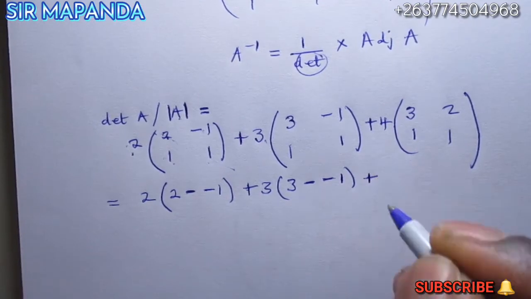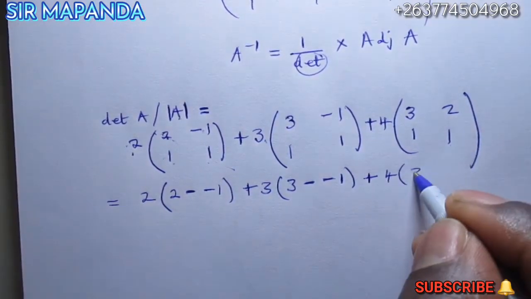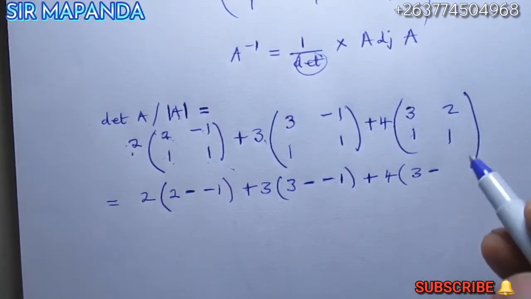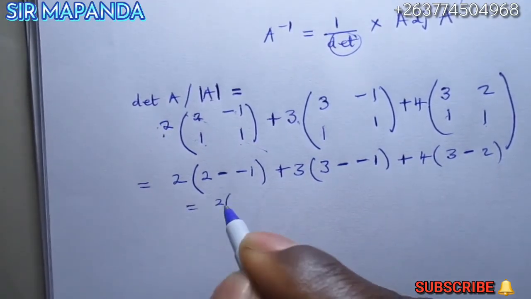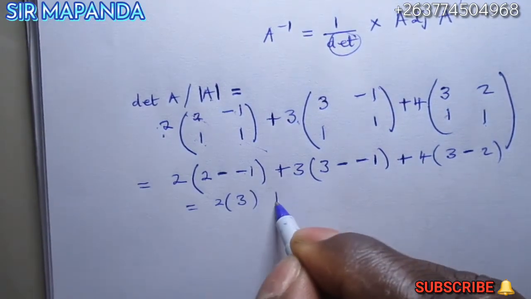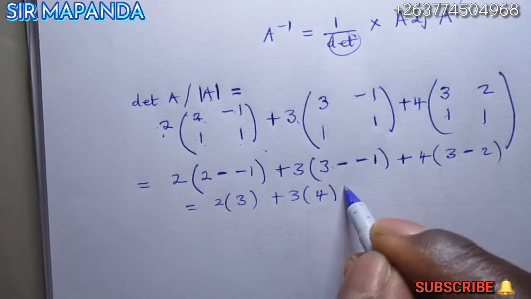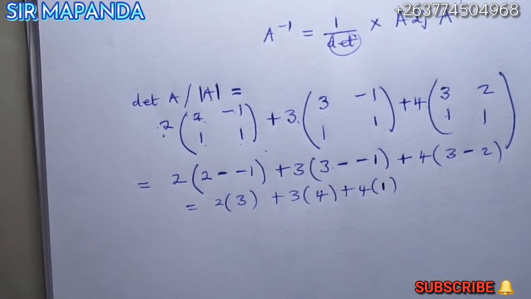Then you put plus, then you write 4. 3 times 1, you get 3. Before you multiply the second diagonal, put minus. 1 times 2, you get 2. Right? Then you write 2 here. 2 plus 1, you get 3. Plus 3. Then 3 plus 1, you get 4. Plus 4. Then 3 minus 2, you get 1. I hope you are following.